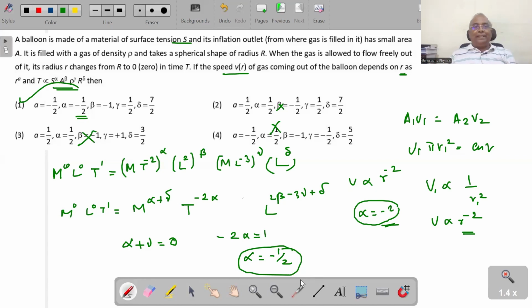So the answer must be one of these two, and the other two are ruled out. Next, let us find beta and gamma. Gamma equals minus alpha, so gamma will be equal to plus half. Gamma is plus half, so that is also correct. Similarly, we can compare and find that answer 1 is the correct answer.